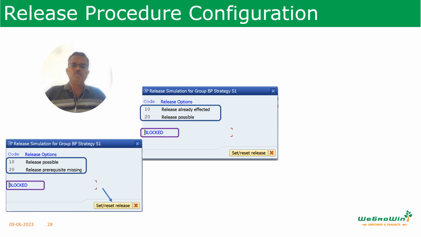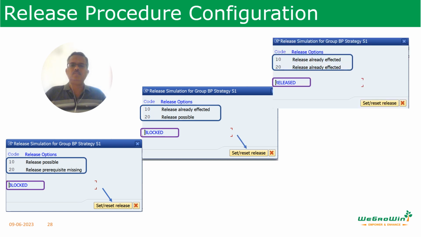Now we have to again press this set release. The 10 is also released, 20 is also released, and the overall document is also now released. That's how the release procedure works. We also simulated it. Now the release procedure, whatever we configured, is working fine.